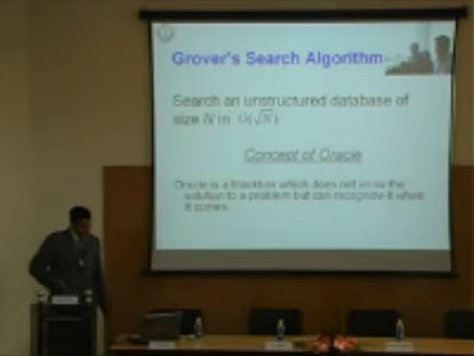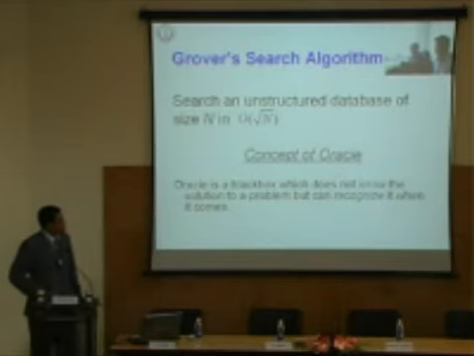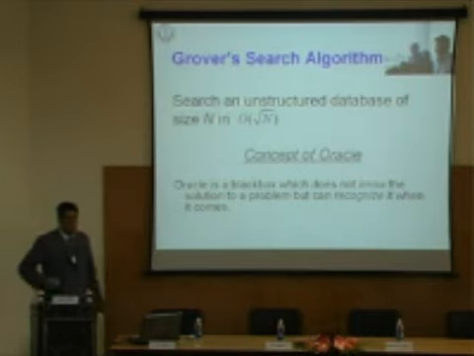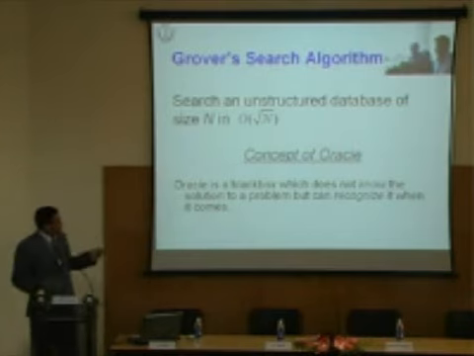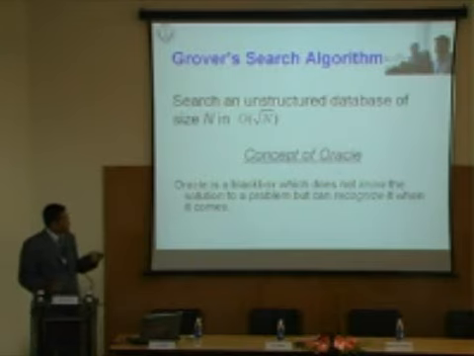Grover's algorithm is used to search an unstructured database of size N in order root N. Suppose you have an unsorted database of maybe 10,000 names and you want to look up a particular name. If you are lucky, it might be the first name. If you are unlucky, it might be the last name. You might have to go through all the 10,000 entries. On average, you'll need at least N by 2 lookups. But Grover has come up with an algorithm in which you can search in order root N. Only 100 lookups will give you the answer.